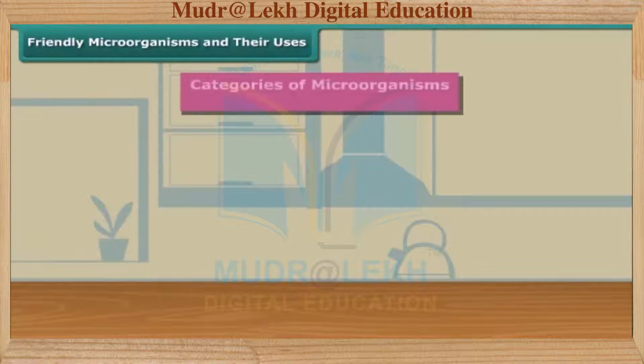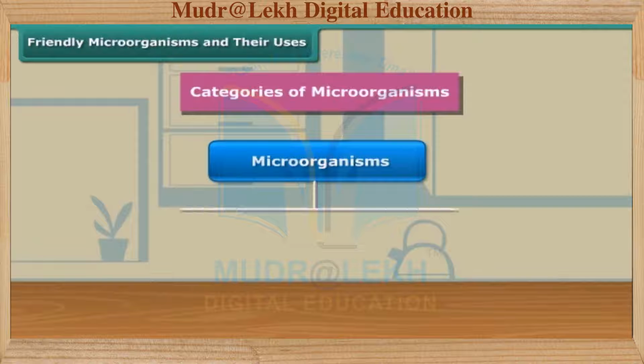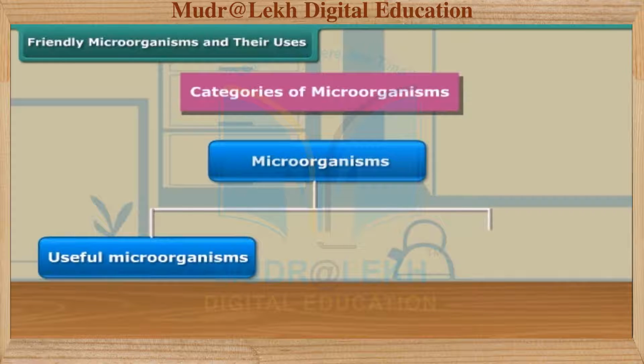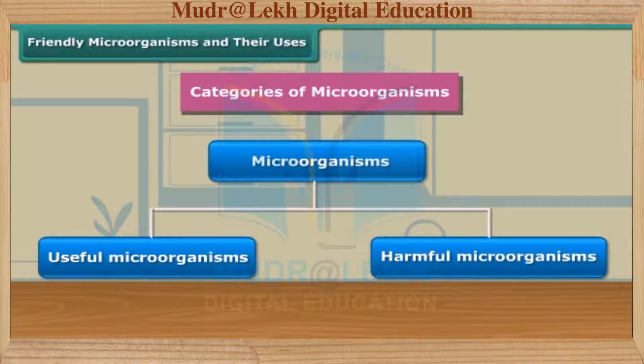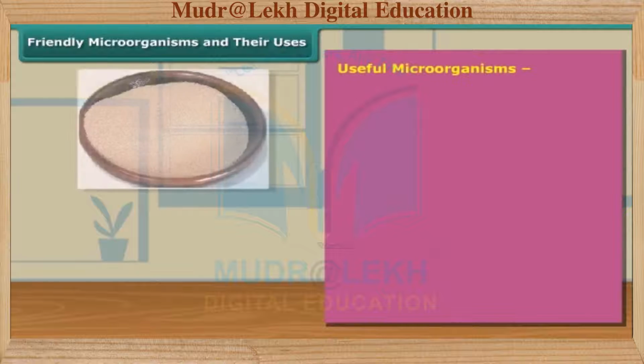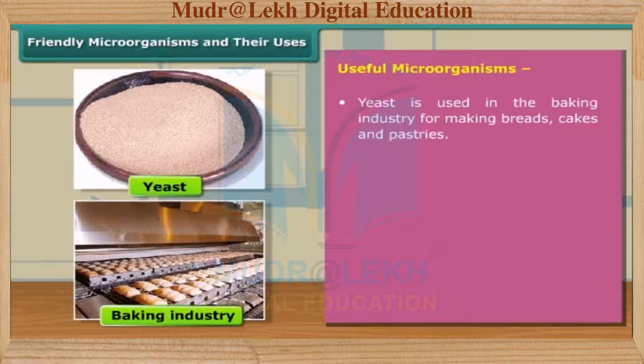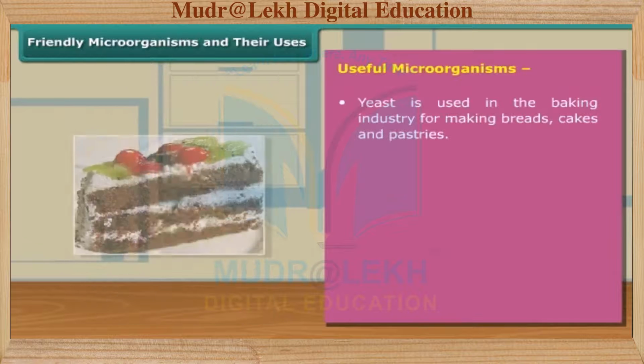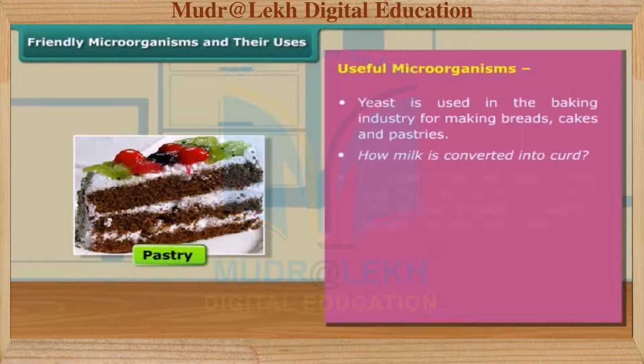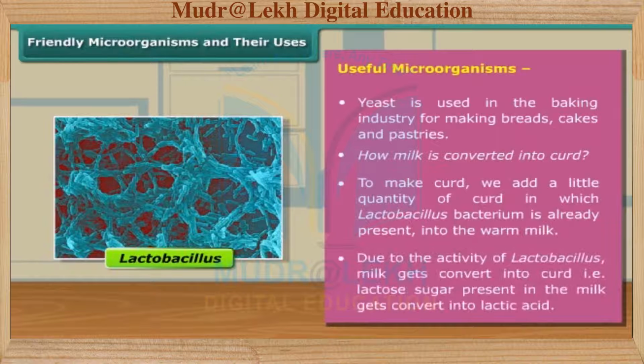Dear students, these microorganisms are broadly categorized into useful microorganisms and harmful microorganisms. Now we discuss the friendly activity of microorganisms in detail. One such friendly microorganism is yeast. Yeast is used in the baking industry and in our homes for making breads, cakes, pastries, etc. The bacterium Lactobacillus is useful to make curd from milk.